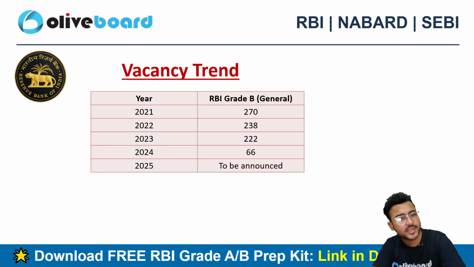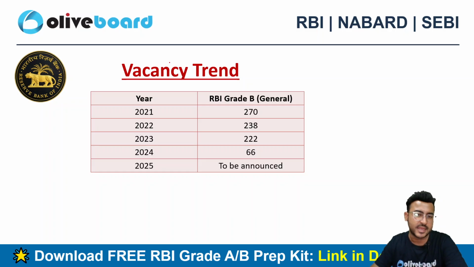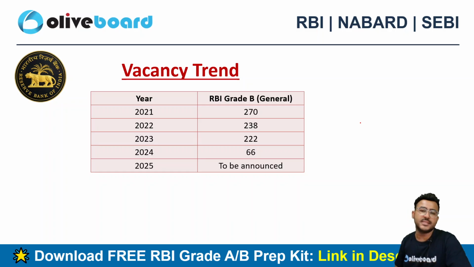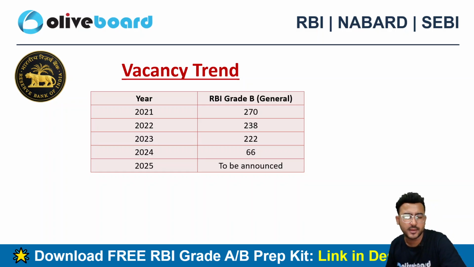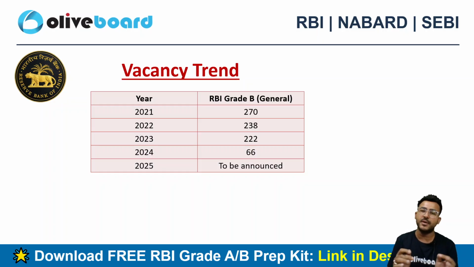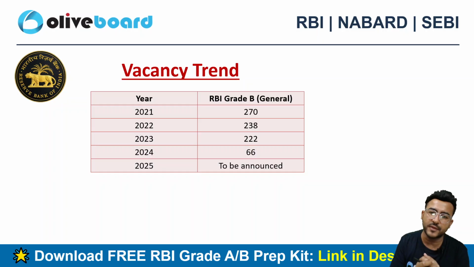If I talk about the vacancy trend, so that's a very interesting thing as of now. In 2021 we can see that there are 270 vacancies, then 238, 222, and in 2024 there are just 66 vacancies. And as of now in 2025, the vacancy number is not announced yet, right? We all know that it is yet to be announced, and definitely we will have an idea about the vacancy number on 8th of September, once the notification gets out.